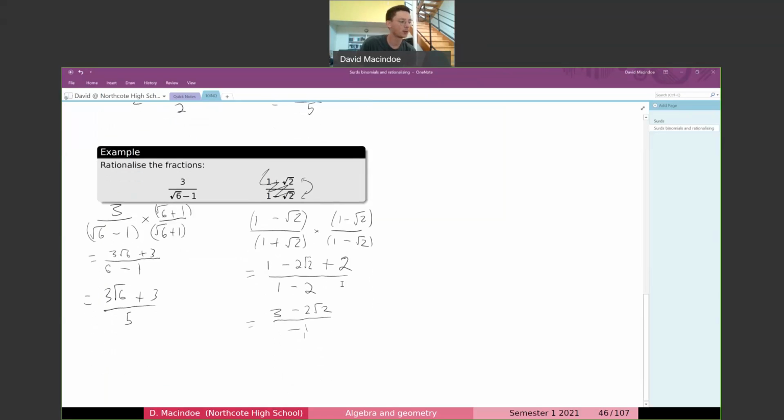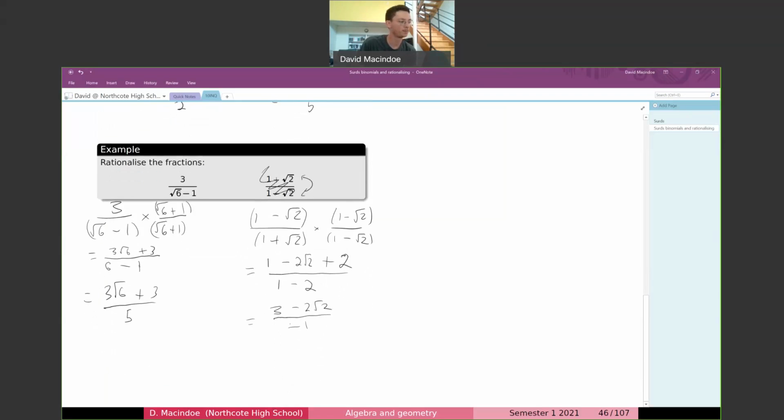Typically, if we've got minus 1 on the bottom, we like to just times everything by minus 1. Just put that through the top, because that's really the same thing. If you divide by minus 1, we're just going to change the sign of everything on top. So you get minus 3 plus 2 root 2, and that'll be the same as being all over 1, which is a bit nicer. We don't have to write the denominator.